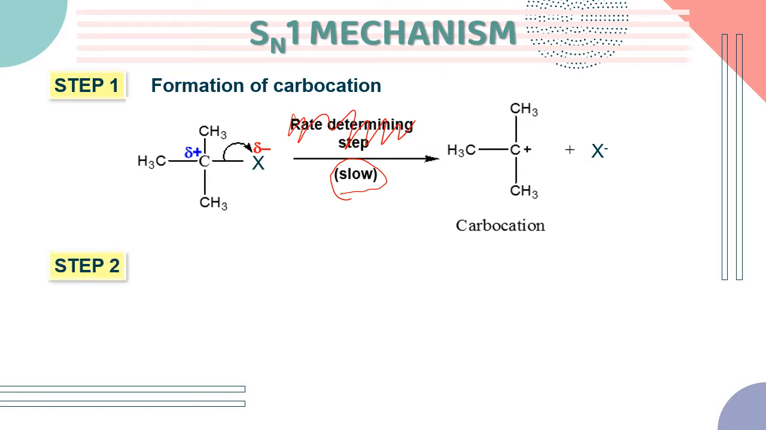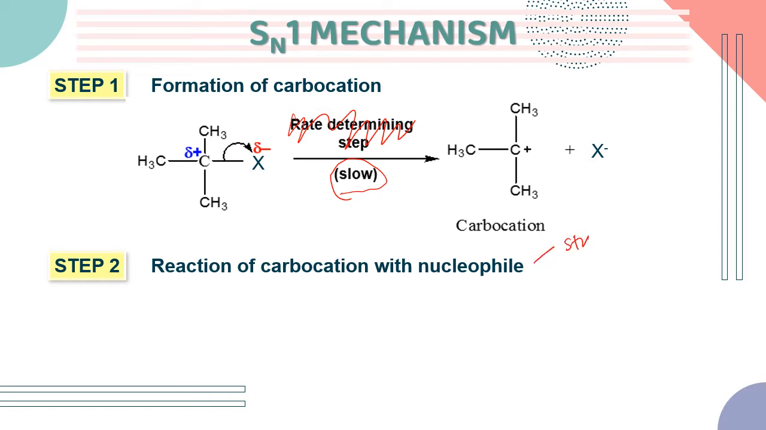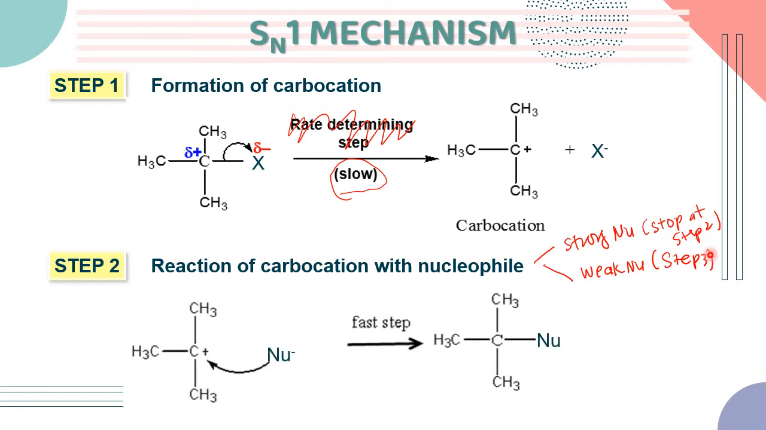Okay, so step 2. So, reaction of carbocation with nucleophile. So, depends on what type of nucleophile yang kita ada. Kenapa depends on what type of nucleophile? If we have a strong nucleophile, kita akan stop dekat step 2 saja. So saya tulis kat sini, stop at step 2. But if you are using a weak nucleophile, so kita akan ada step 3. So depends on what type of nucleophile dekat sini. Okay, so ini adalah example.